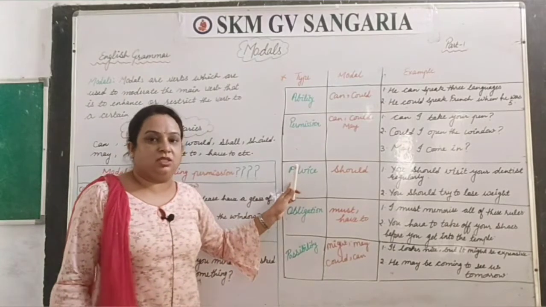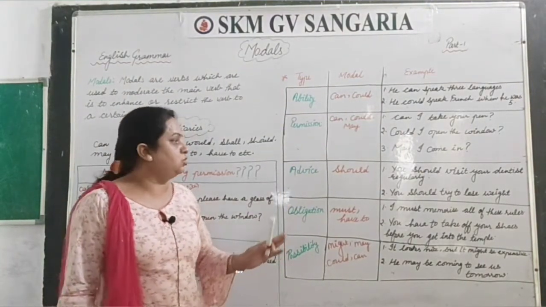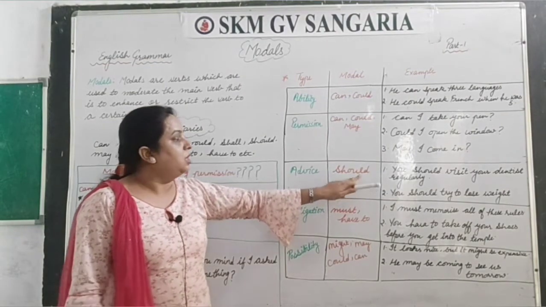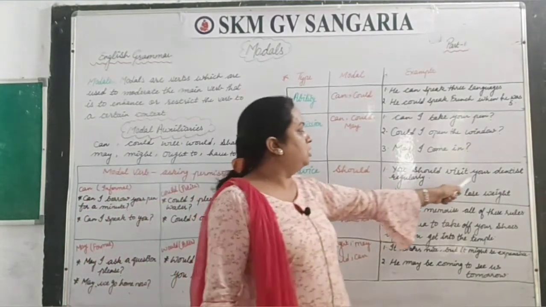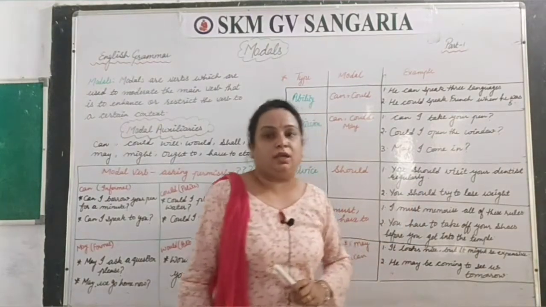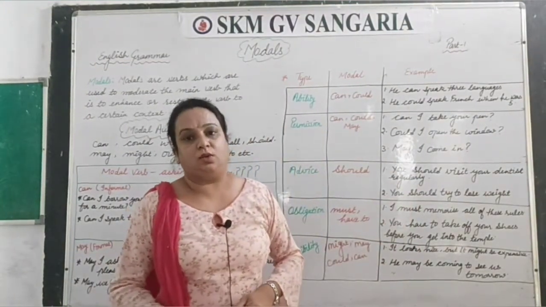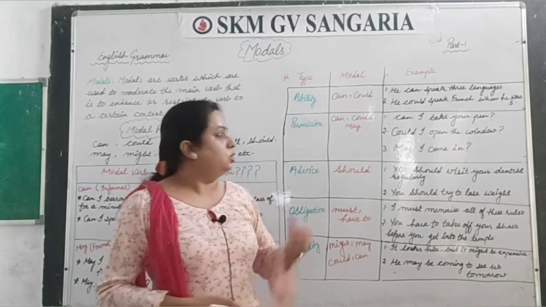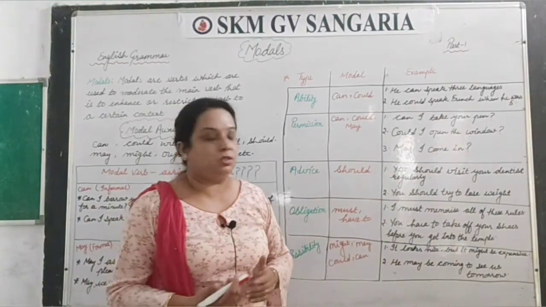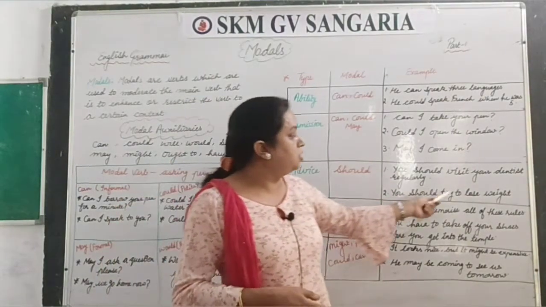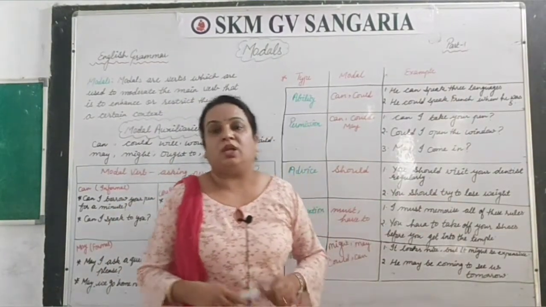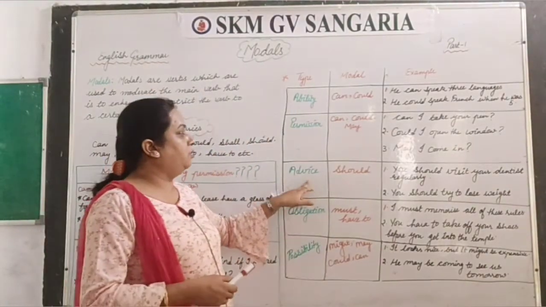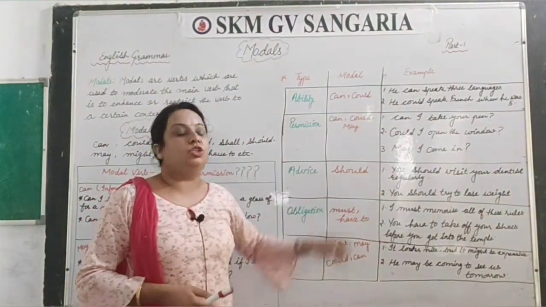Let's see advice. If you want to give advice to someone, you have to use should, right? For example, you should visit your dentist regularly. You should do exercise regularly. You should obey your parents, right? So that is what? Advice. Next is, you should try to lose weight. So that is also advice. Clear? So we have learned here that for advice we can use should.